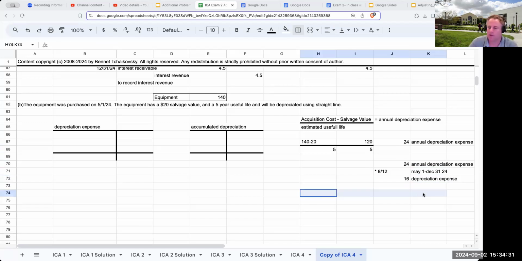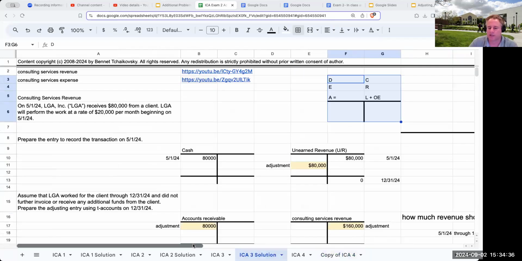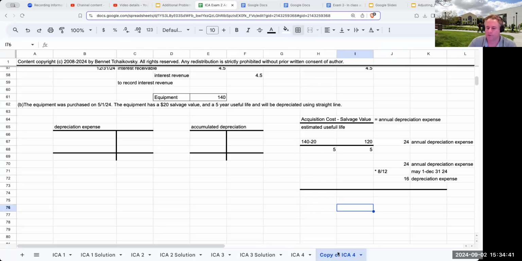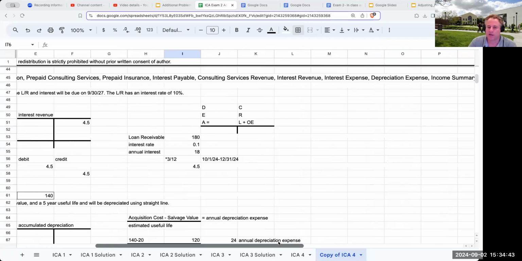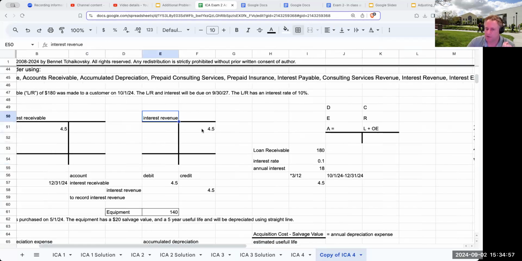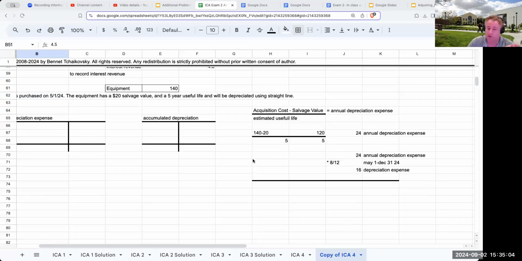Remember, when we're going through and recording our adjusting journal entries, it's extremely important that we answer these questions, right? Do our revenues reflect what we've earned? Do expenses reflect what we've used? Do assets reflect the future economic benefit, and do our liabilities reflect our future obligations? After I do this journal entry here, my interest revenue reflects what I've earned for that period. My interest receivable reflects an amount that's owed to me.